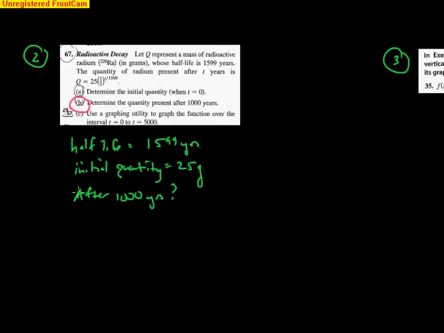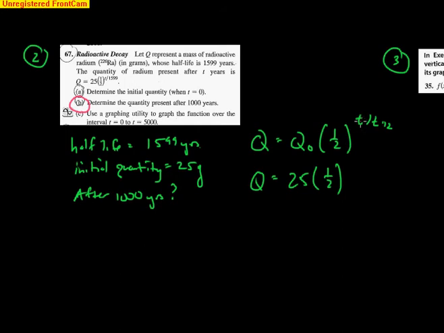Okay? So you have to know this formula. Q equals Q sub 0 times 1/2 to the t divided by t half-life power. Okay? Q is what you want to find. Q sub 0 is the initial amount, 25. 1/2 is the half-life idea. t is the time, and it's going to be 1,000 years, and t half-life is your half-life time. And you're in charge of finding what this is.